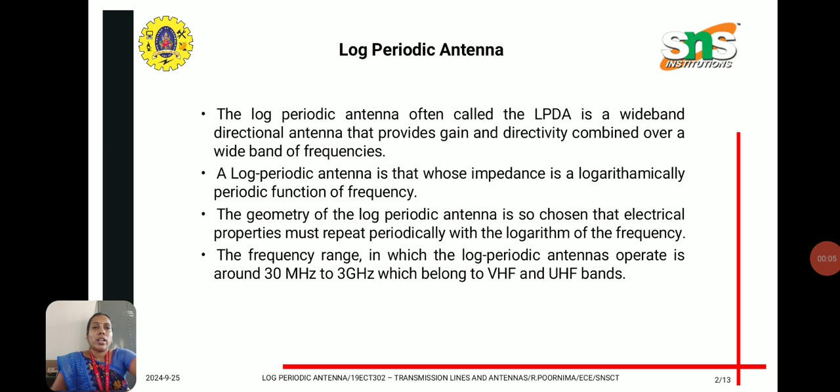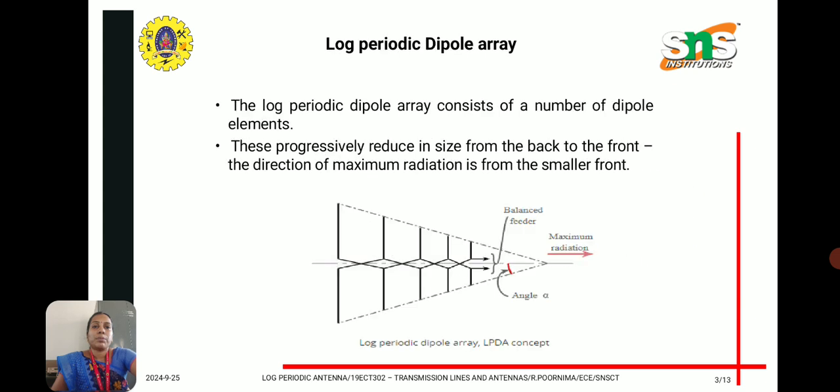Log periodic antenna, often called LPDA, is a wideband directional antenna that provides gain and directivity combined over a wide band of frequencies. In a log periodic antenna, impedance is a logarithmically periodic function of frequency. The geometry of the antenna is chosen so that electrical properties repeat periodically with the log of frequency. The frequency range is around 30 MHz to 3 GHz, which belongs to the VHF and UHF bands.